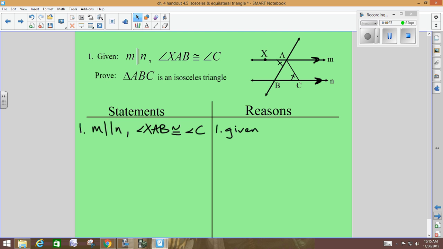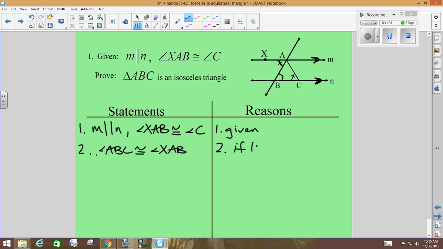Why? Good. Branson? Angle ABC, that'd be this guy, is congruent to XAB. Why do you say that? You guys agree with him? Good. Angle ABC is congruent to angle XAB if lines are parallel, alternate interior angles are congruent. Awesome.